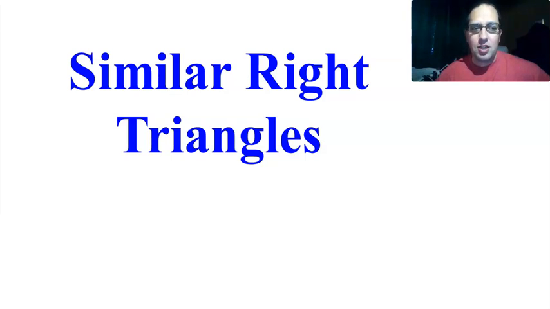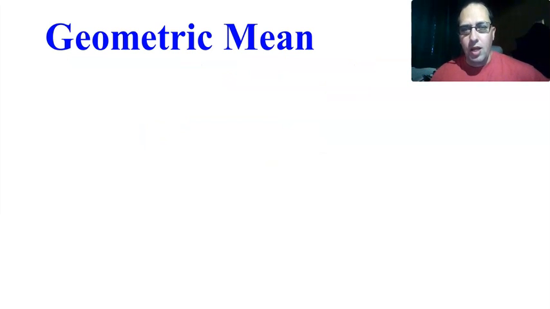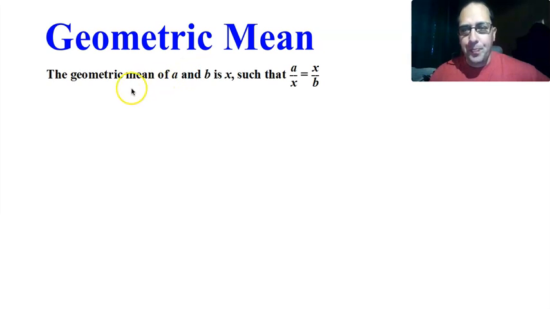Hello class, today we are going to talk about similar right triangles. Before we get into similar right triangles, we're actually going to talk about geometric mean. What is that? The geometric mean of a and b is x, such that a over x is equal to x over b.